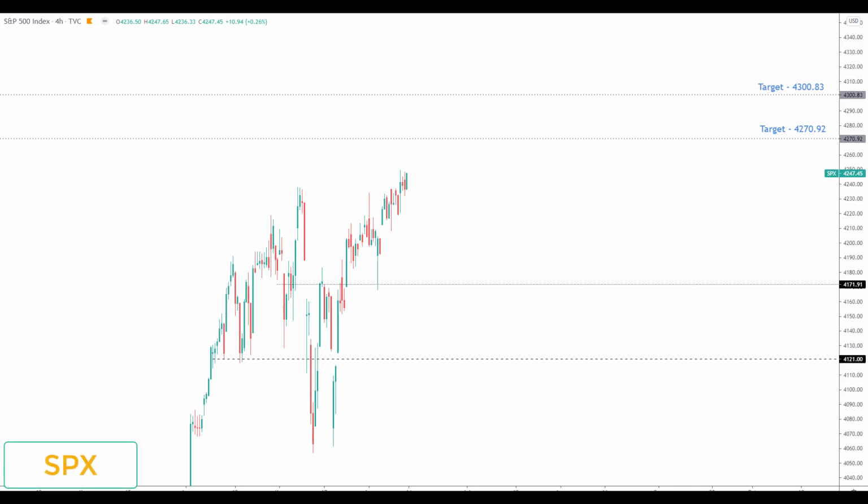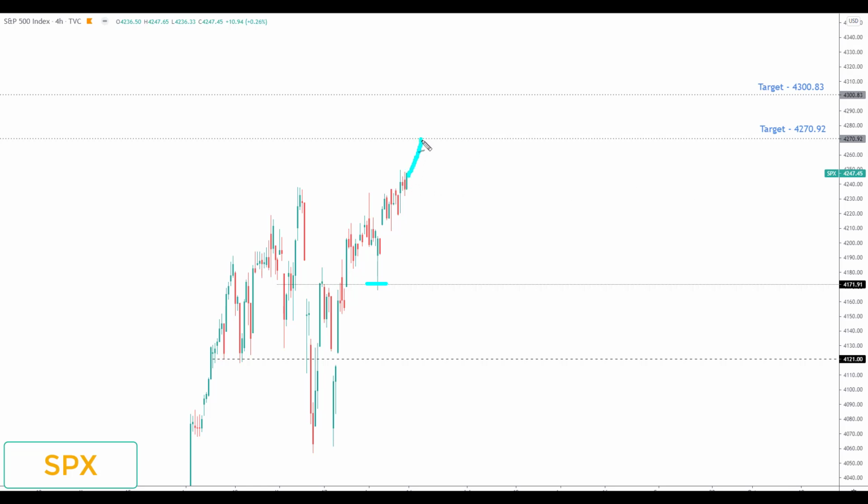So moving on to stocks and the stock indices, and starting with the SPX. In previous videos I highlighted the 4171.91 as an area to look for a bounce to the upside into the 4270.92. We are very close to this target now, so we may get a correction. Any correction would be an opportunity to enter this long towards the 4270.92, but I am expecting this target to be taken out next week now.